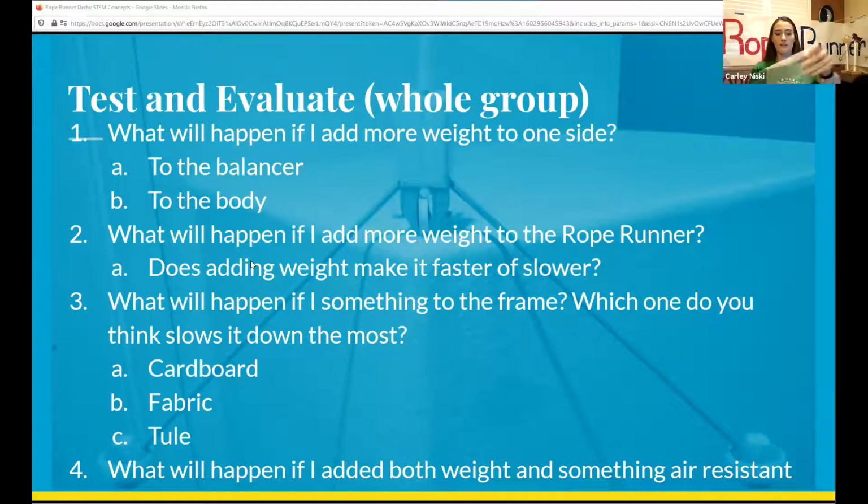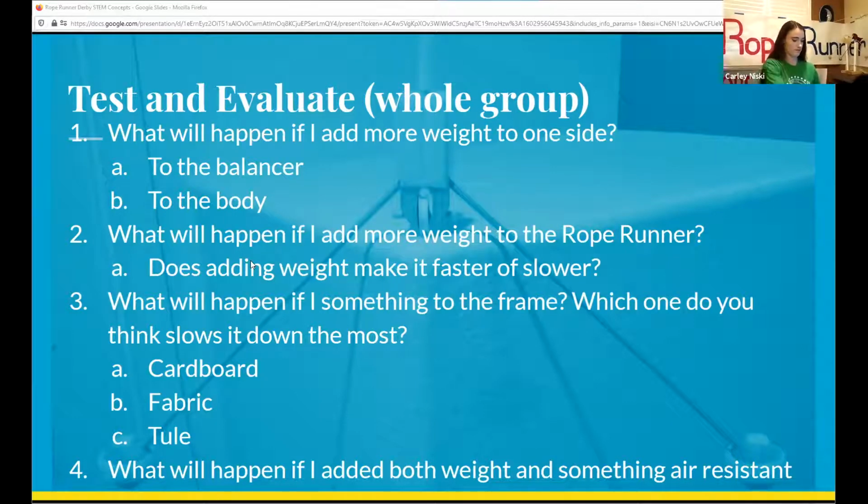Okay, now we have our last material, this tool. You can see that it's kind of see-through, a little stretchy. What do you think? Compared to the cardboard and the fabric, what do you think will happen to the speed of the rope runner?